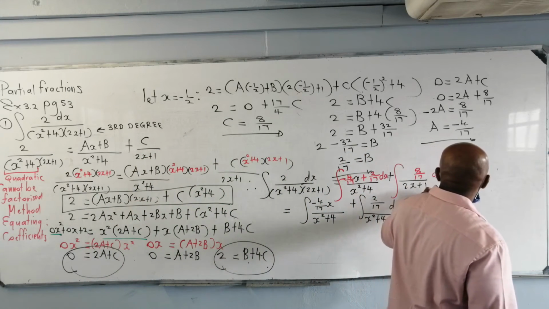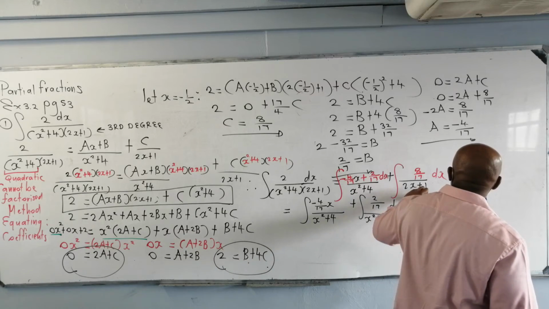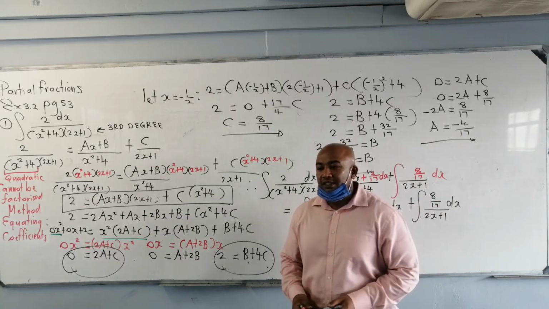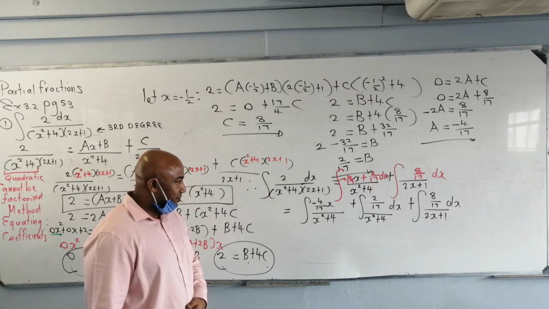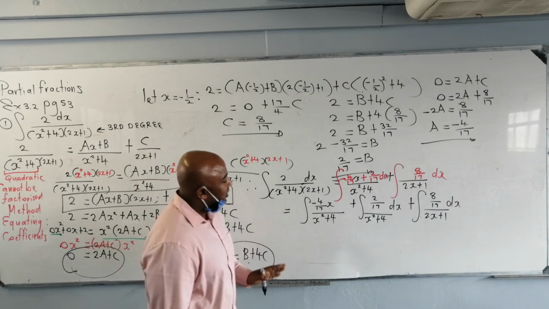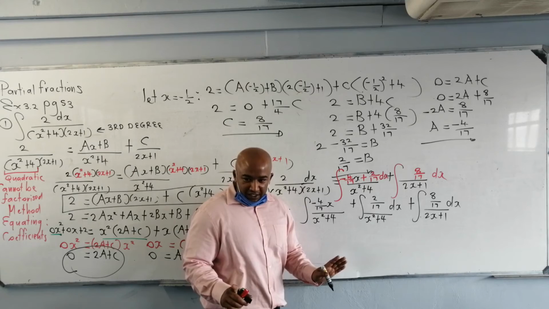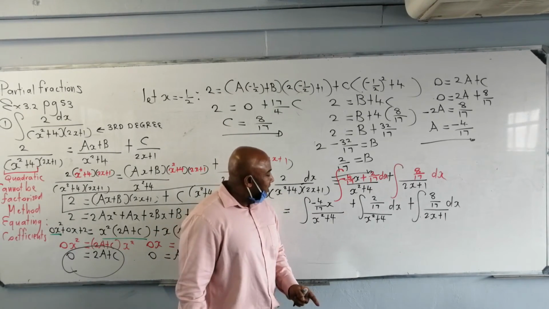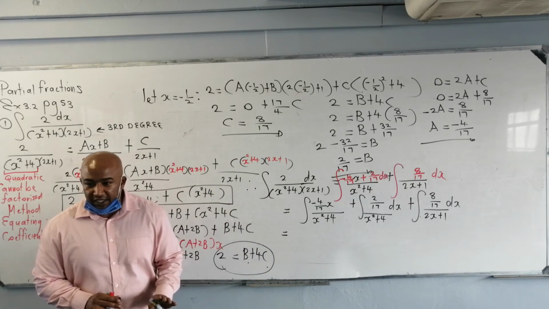Plus, this is 8 over 17 divided by 2x plus 1. Now I'm going to do the last part, which is the integration. So what I'm going to do now is use the method of inspection here because of time; we're rushing. Let's assume you're rushing in the exam too. Before I do that, I need to get everything in correct order.